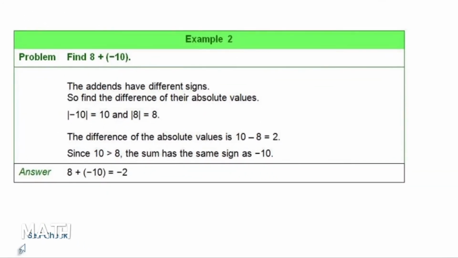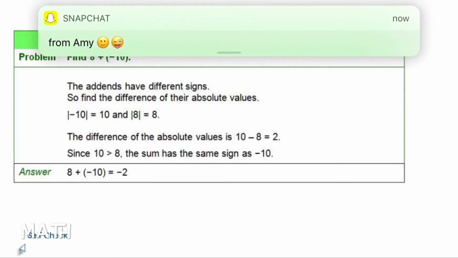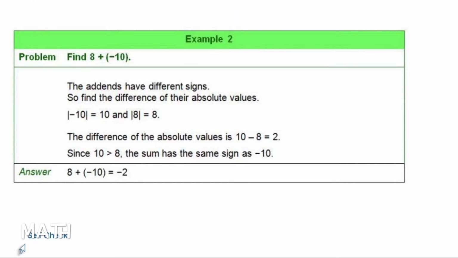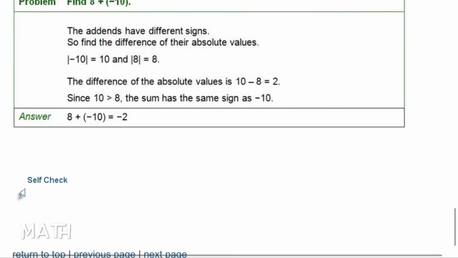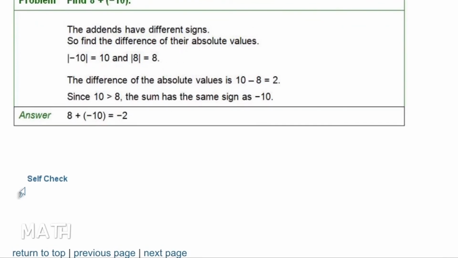Example: 8 plus negative 10. The addends have different signs, so find the difference of the absolute values. The absolute value of negative 10 equals 10, and the absolute value of 8 equals 8. The difference of the absolute values is 10 minus 8, which equals 2. Since 10 is greater than 8, the sum has the same sign as negative 10. Answer: 8 plus negative 10 equals negative 2.